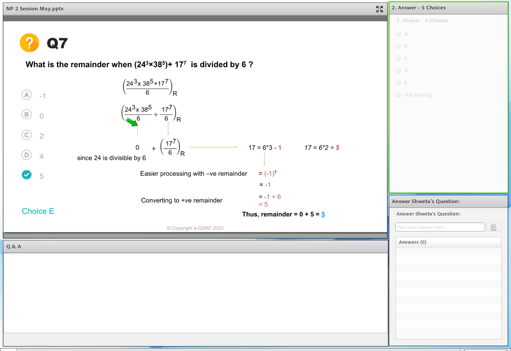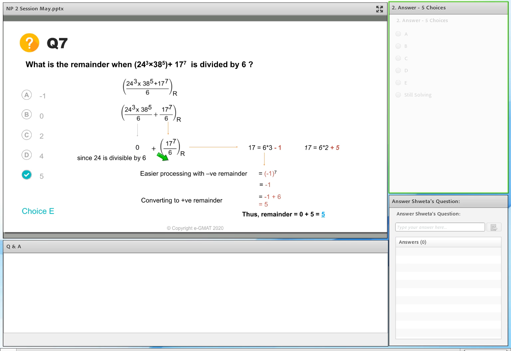The first one here is this expression 24 to the power 3 times 38 to the power 5, and the second one is 17 to the power 7. Yet again, since 24 is definitely divisible by 6, this entire expression is divisible by 6, and so the remainder is 0. Now for the second one.